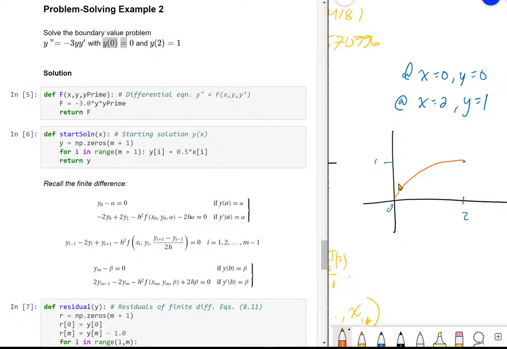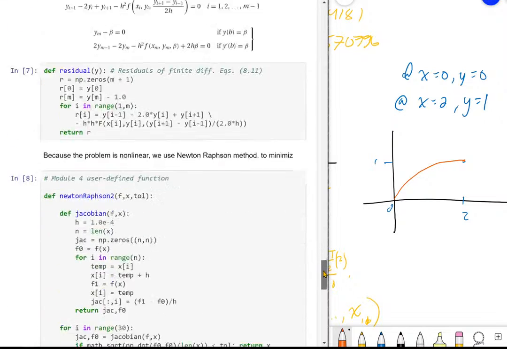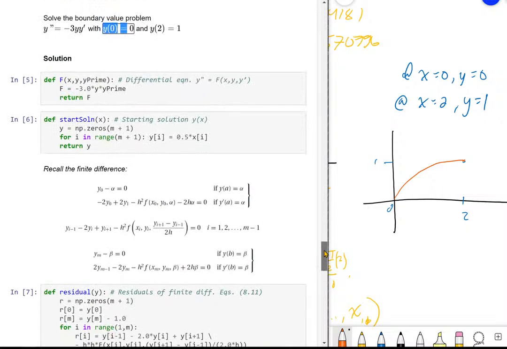Actually I don't know the curve, so I cannot express it; y double prime equals negative 3y y prime. And so what we're going to do is use what we call the Newton-Raphson method for the nonlinear expression.